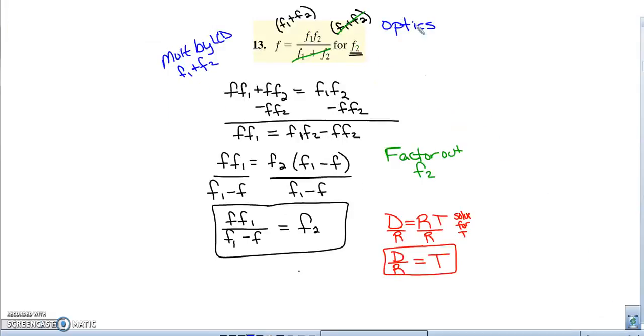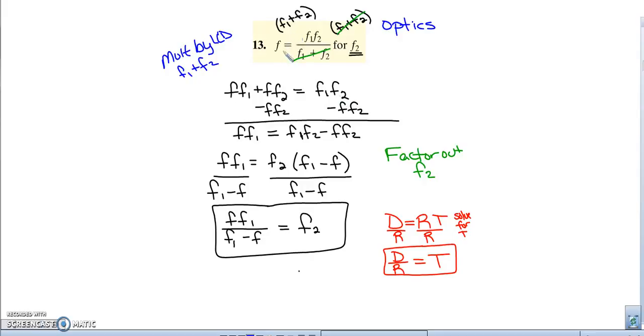In this example, that is a formula that's used in the field of optics. Once again, it has a fraction in it, so we're going to get rid of those fractions by multiplying both sides by the common denominator, which is the f sub 1 plus f sub 2. So we multiply both sides by it. It cancels out on the right side, as you see here in green. So I just bring down f sub 1, f sub 2.